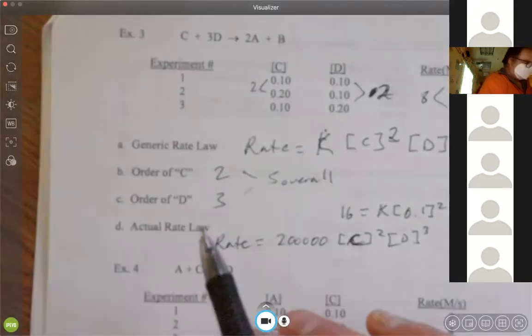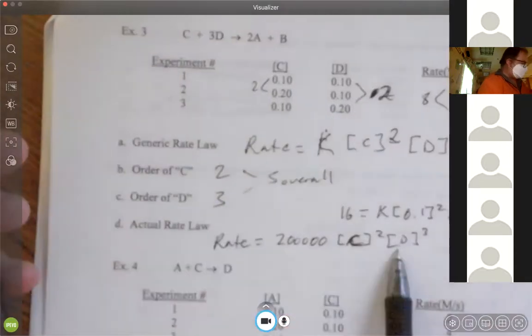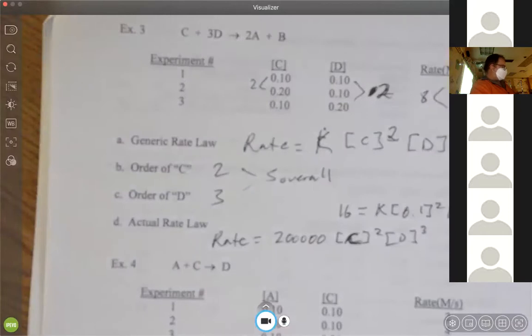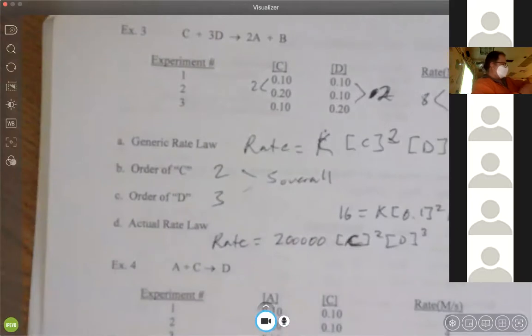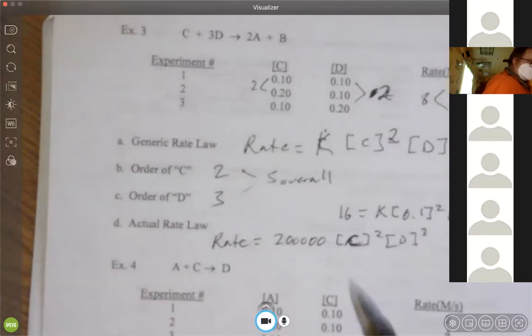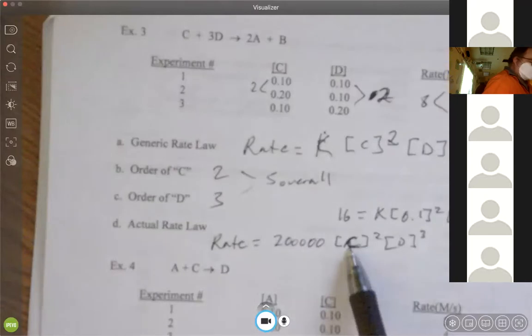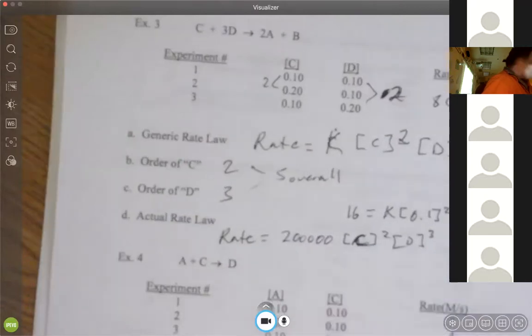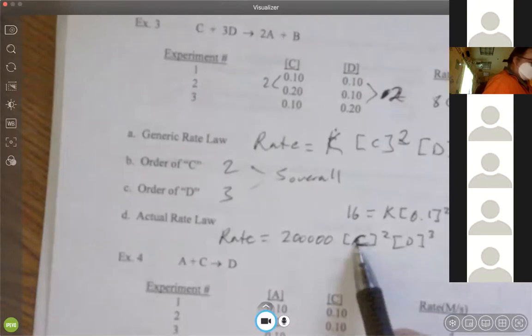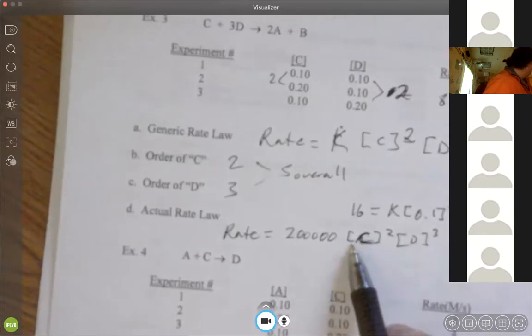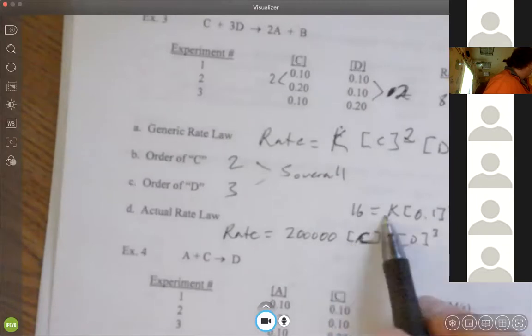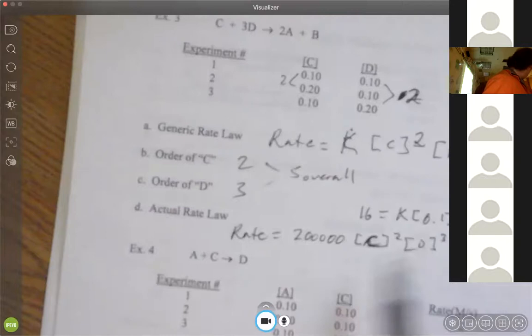If I doubled both of these, C and D, how fast would that be? 32 times faster. It would be 2 to the 5th, right? What if I tripled C and left D the same? 3 squared is 9. If I tripled D and left C, then it would be 27.